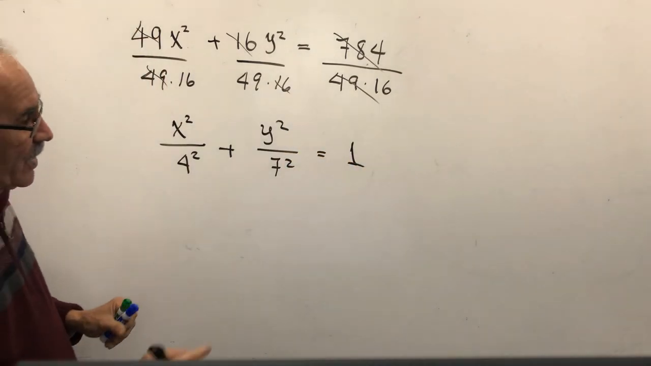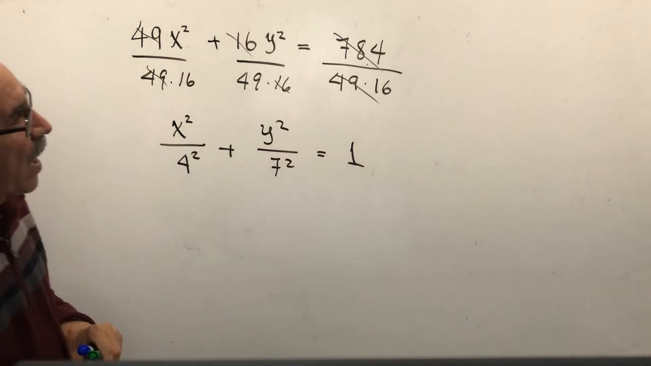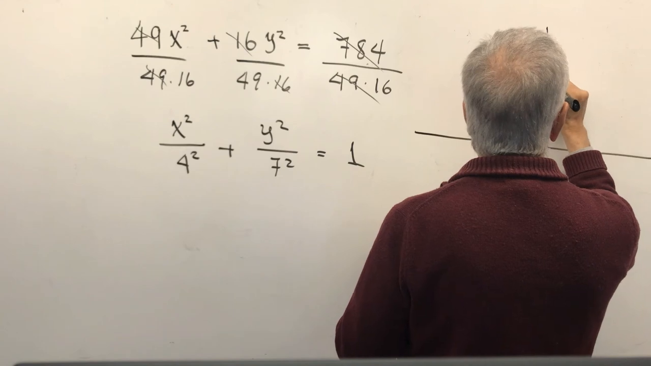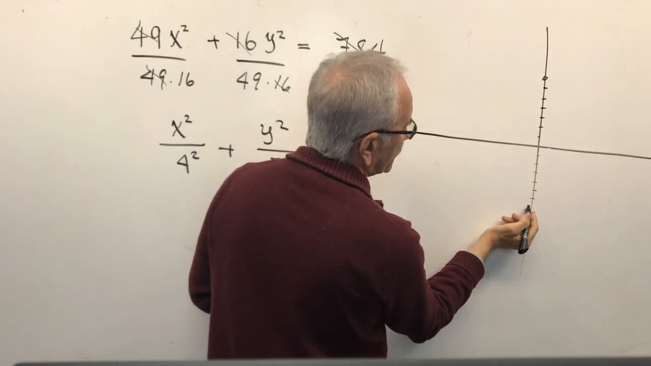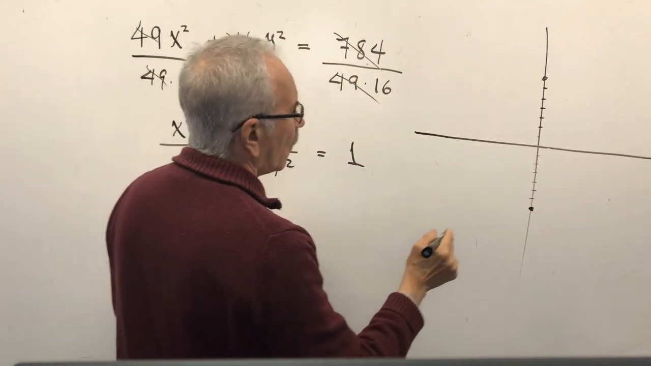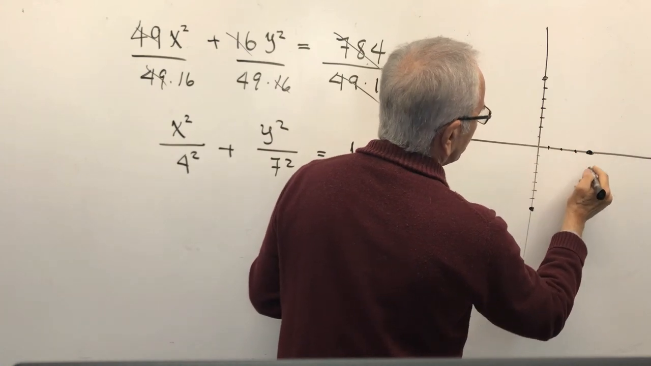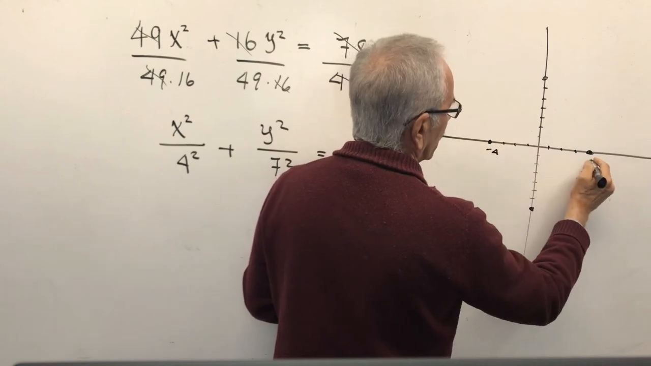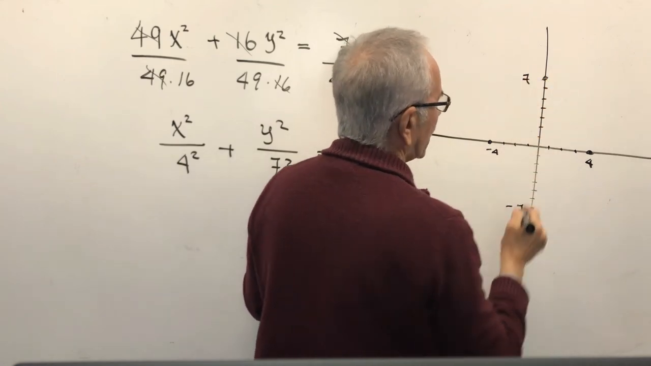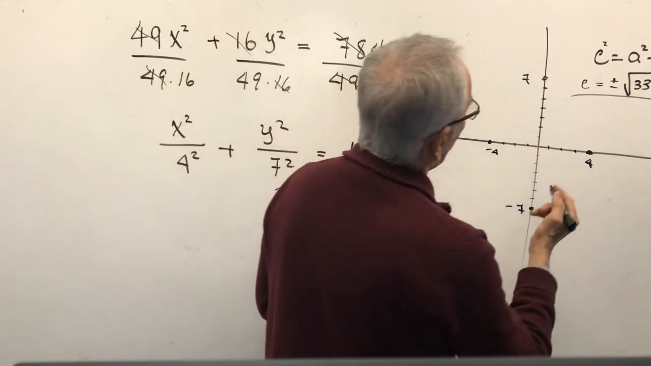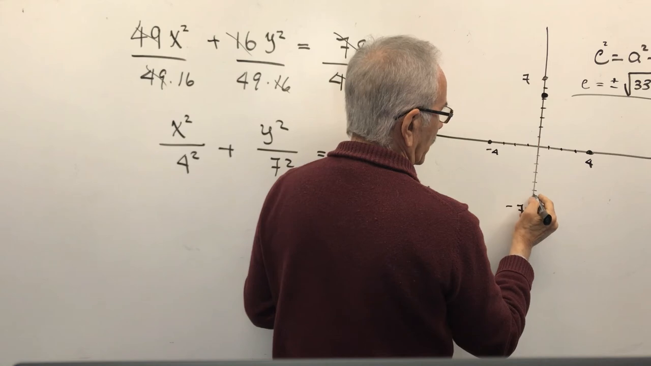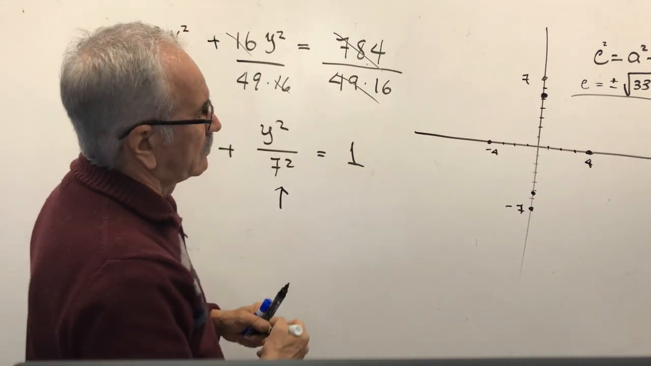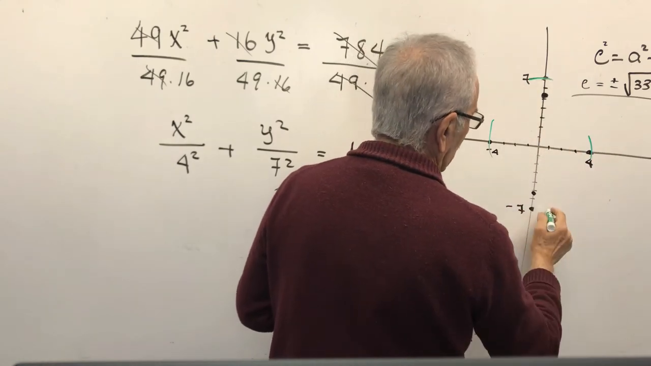As you can see, now the largest axis is under y. So we have something like this: 7, 1, 2, 3, 4, 5, 6, 7, and 4, 1, 2, 3, 4. So minus 4, 4, minus 7, and 7. 6 times 6 is 36, so it would be 5 something. Here the focus, here the focus, positive, negative. So now our ellipse is that one.